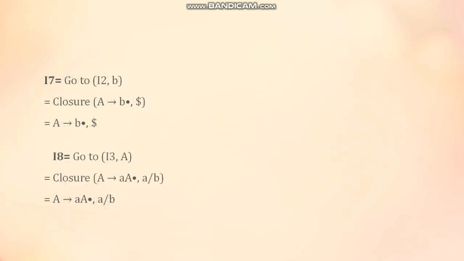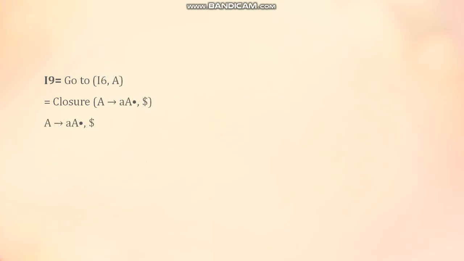In a similar fashion, we are going to parse small b on state I2 and create state I7. And we are going to parse capital A on state I3 and create a new state I8. And we are going to parse A on state I6 and create a new state I9. So when all the states, all the symbols and all the productions are completely parsed without any repetition, we are done with our states.